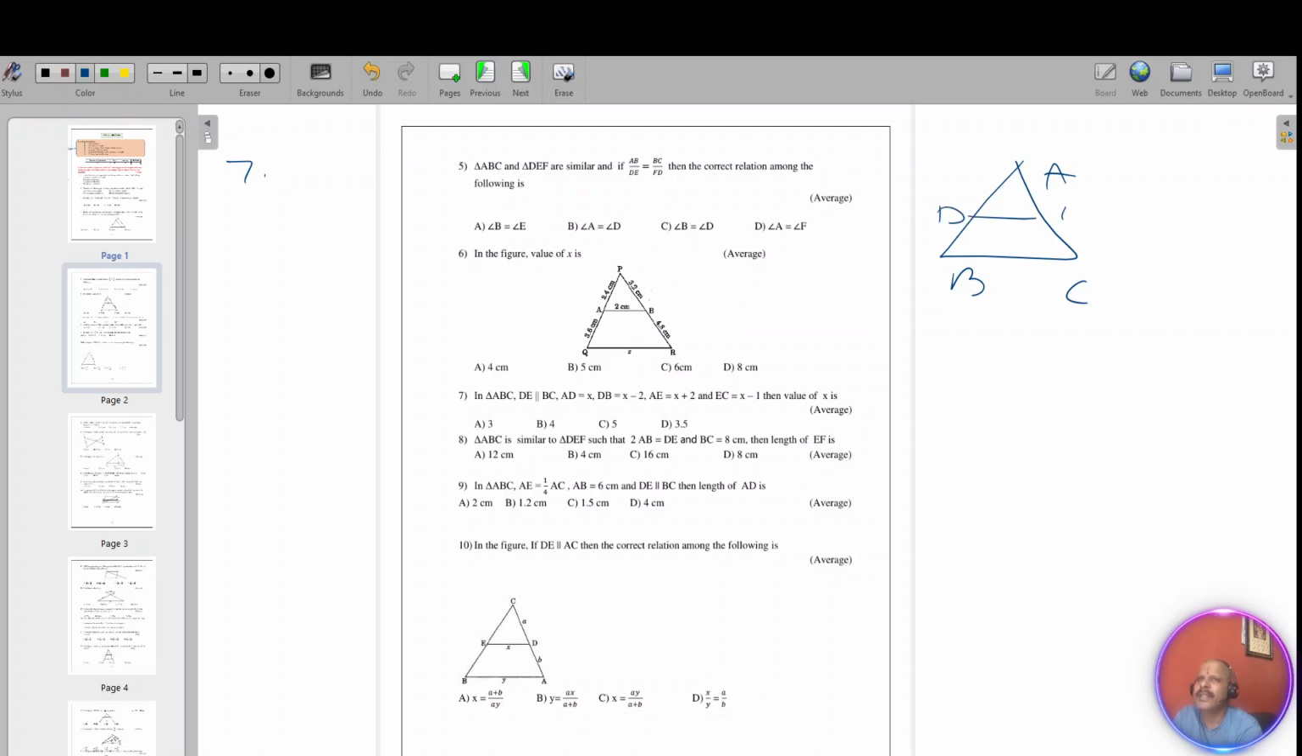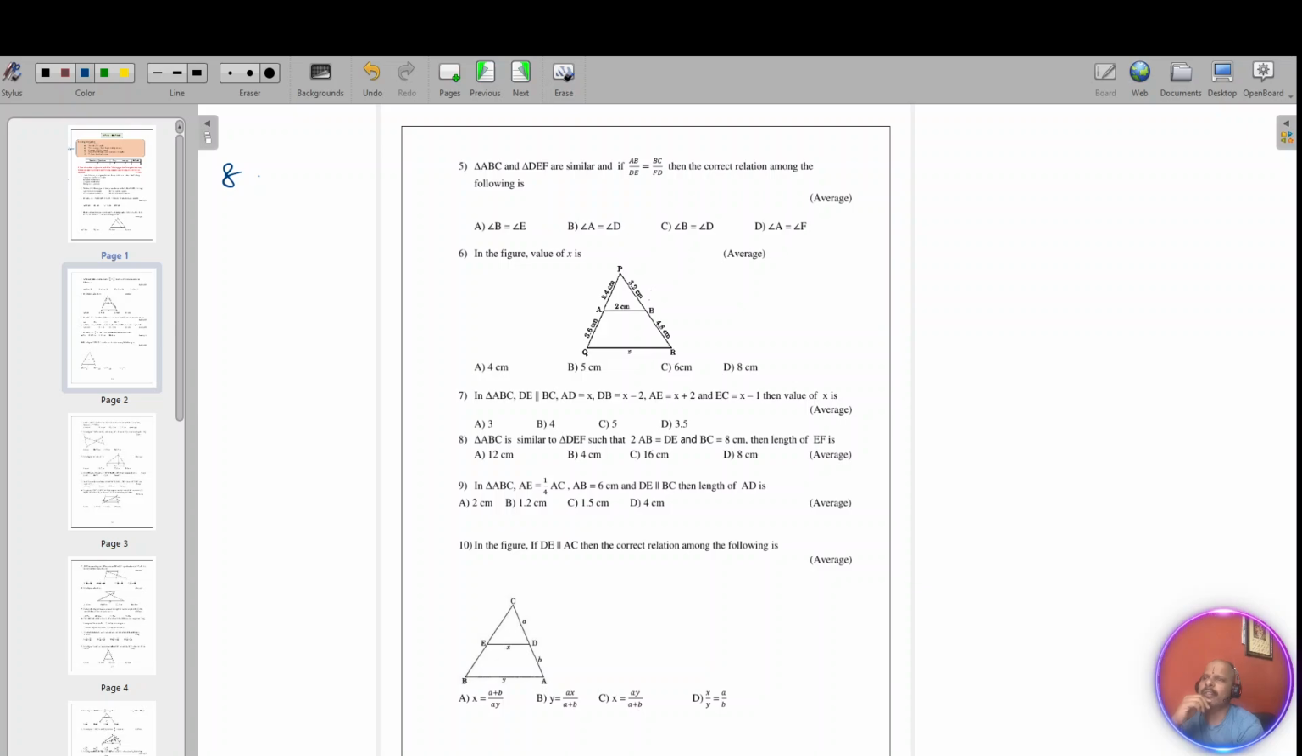ABC, DE. AD is X, BD is X minus 2, AE is X plus 2, EC is X minus 1. So find the value of X. It's a straight BPT question. So you can say X by X minus 2 equals X plus 2 by X minus 1 by BPT. You solve it yourself. Okay. Let's see the eighth one.